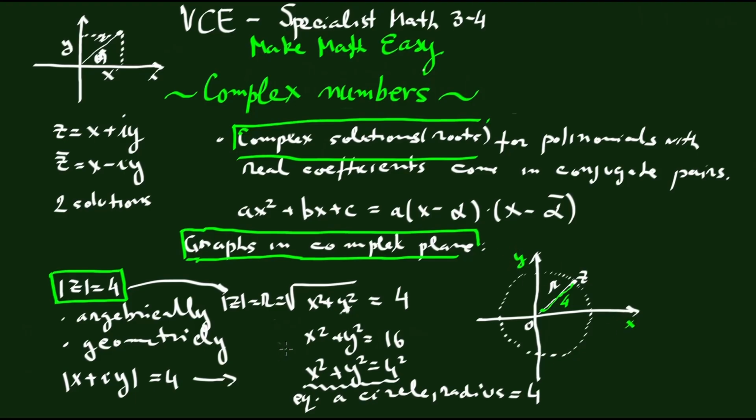So the solution is every x and y in a circle, because the radius is 4.